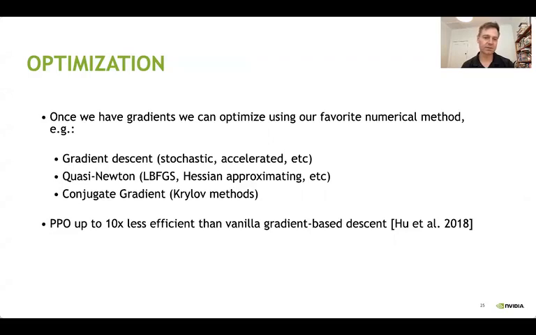Compared to sampling-based approaches, there have been some experiments to show that gradient-based optimization can be 10 times more efficient than sampling-based methods. So generally, it's worth having these gradients.